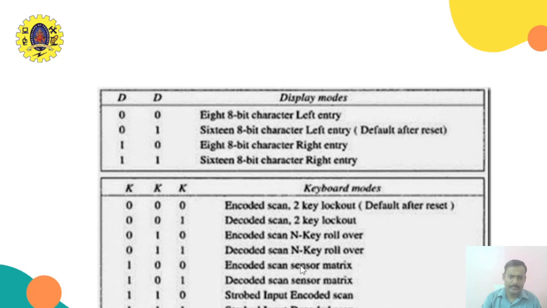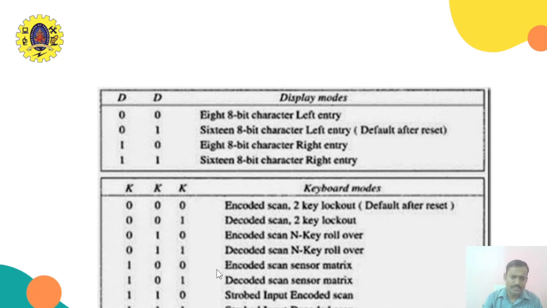Look at this keyboard. This is the display and this is the keyboard. We have different modes of operation. 000 means encoded scan, 2-key lockout. 001 means decoded scan, 2-key lockout. 2-key lockout means when two keys are pressed at a time, it takes the 2-key lockout option. 010 is encoded scan, N-key rollover; we can use an encoder or decoder. N-key rollover means all N keys pressed will be taken and given to the rollover. 011 is decoded scan, N-key rollover.